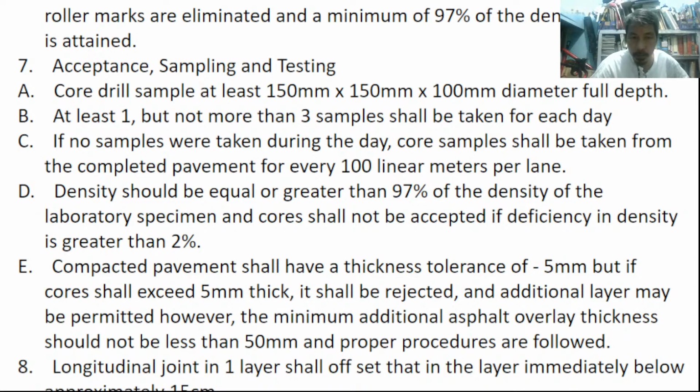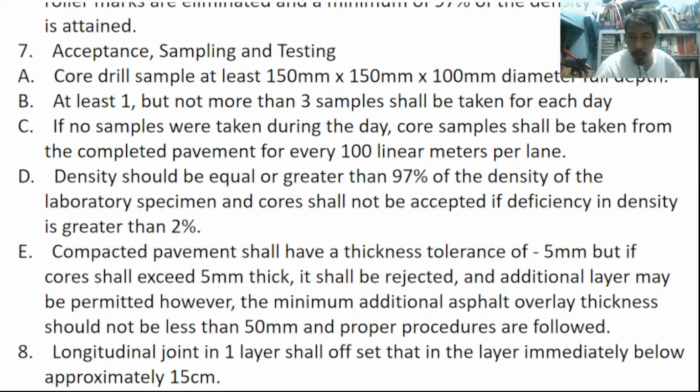So, number 8, longitudinal joint in one layer shall offset that in the layer immediately below approximately 5 centimeter. Okay? Longitudinal 5 centimeter is 150 mm. Rather 15 centimeter is equal to 150 mm. That is about 6 inches. Okay? Longitudinal joint in one layer shall offset that in the layer immediately below. Okay?